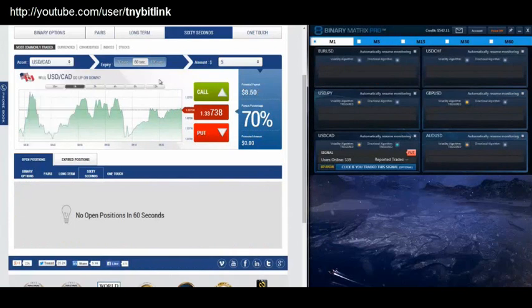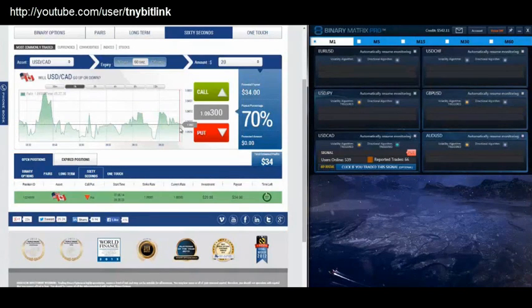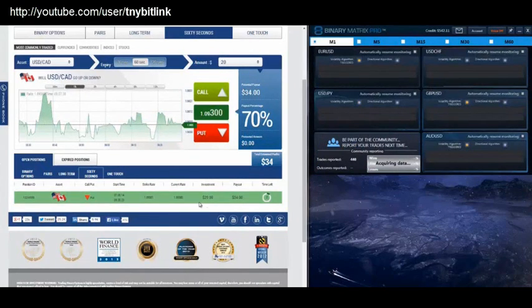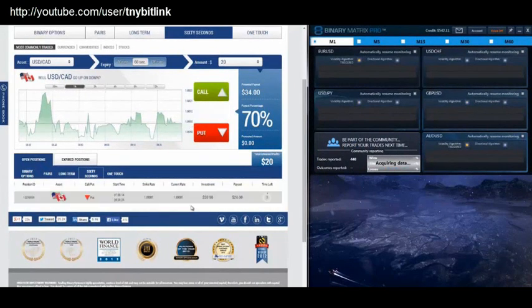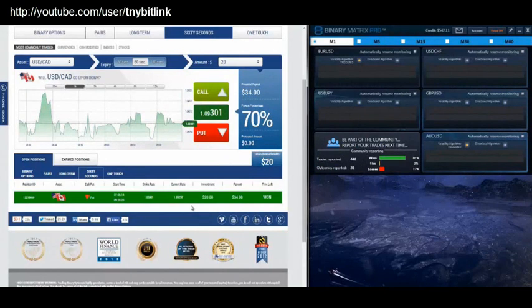All right, USD Canadian. This is a put. We are approved. Okay, so the price that we enter the trade, that is our strike rate. This is a put signal. We're looking for the price to go below that strike rate. If it does, then we win, and this is a winner.